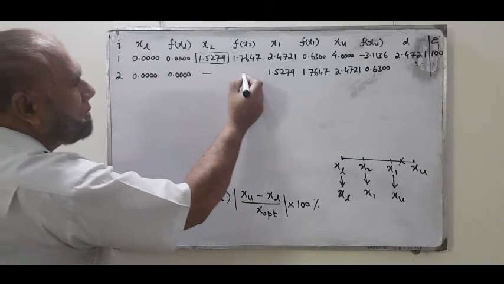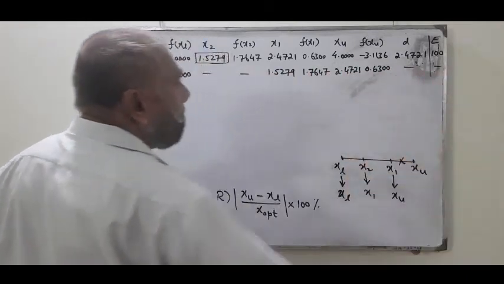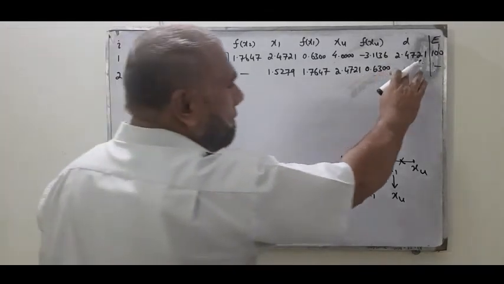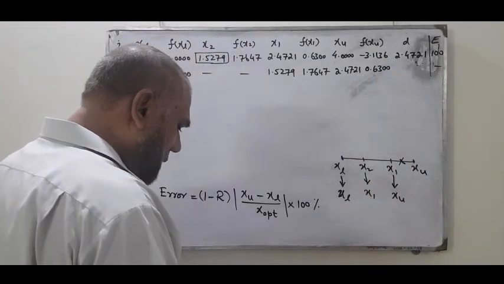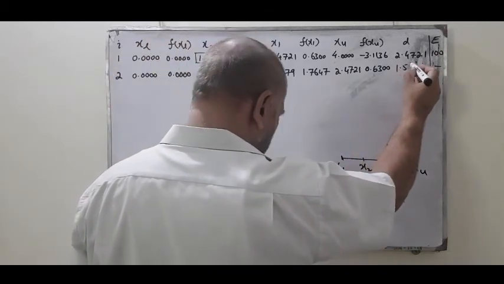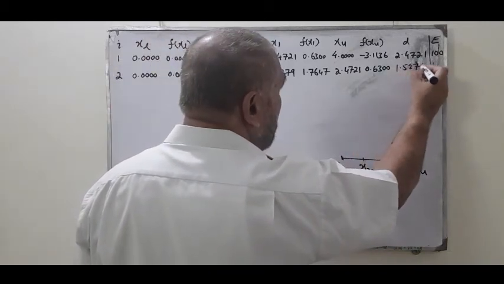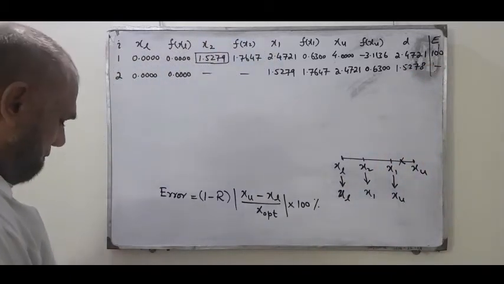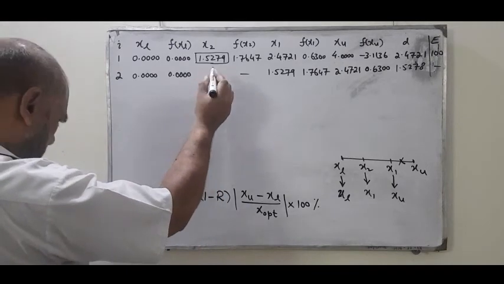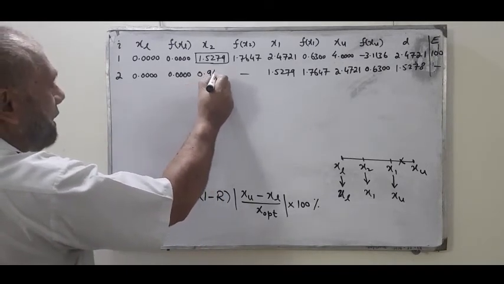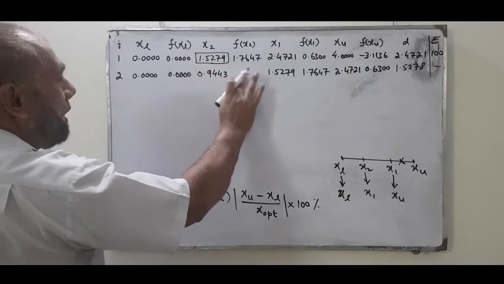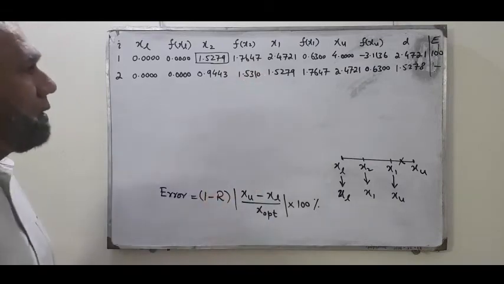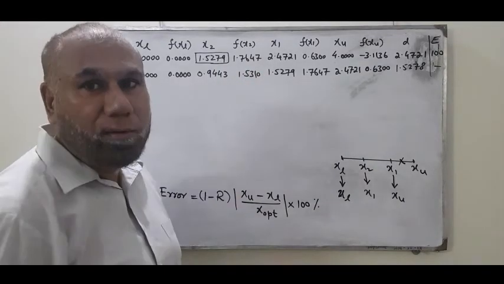Now there is a little more information we require. These are 4 quantities we are looking for. First of all, we'll be calculating D. If you remember, we had calculated D. D in this case was 1.5278. And after calculating D, the value of x2 was equal to 0.9443, and the corresponding value of the function is 1.5310. So this completes the table for iteration number 2.